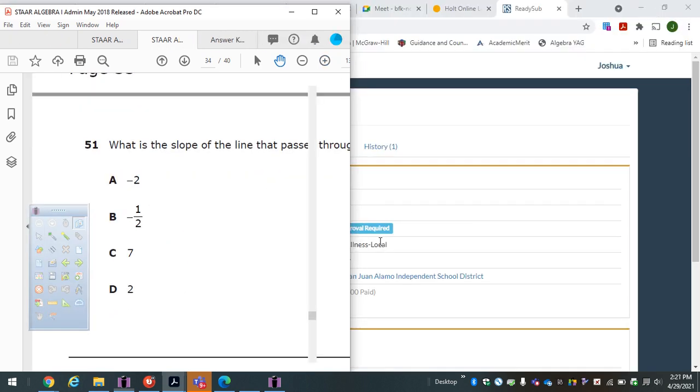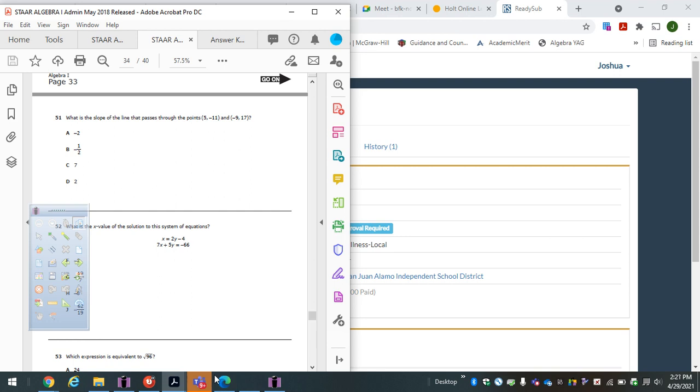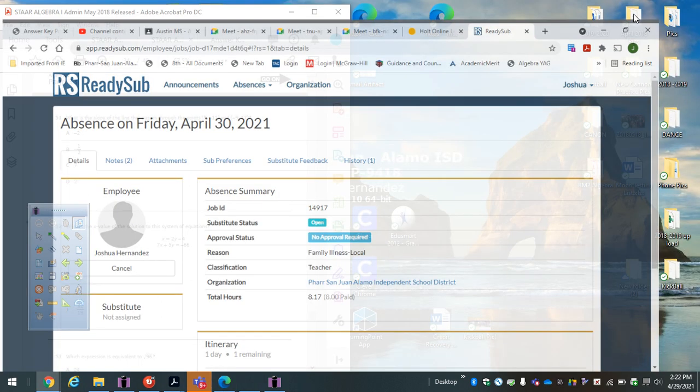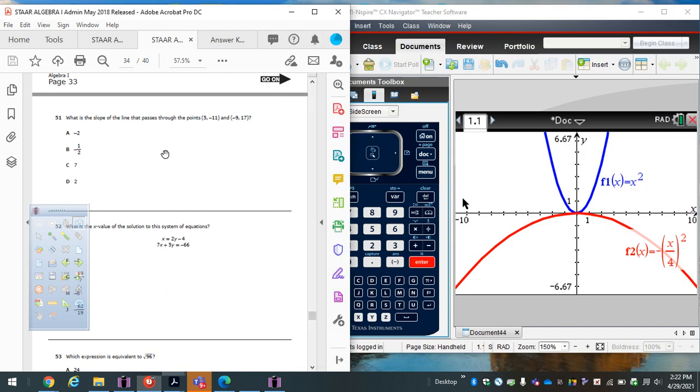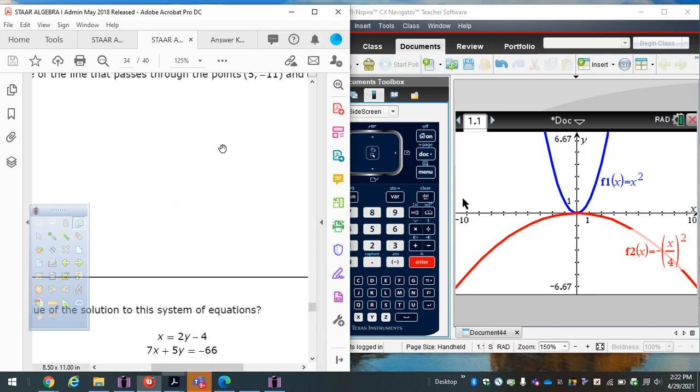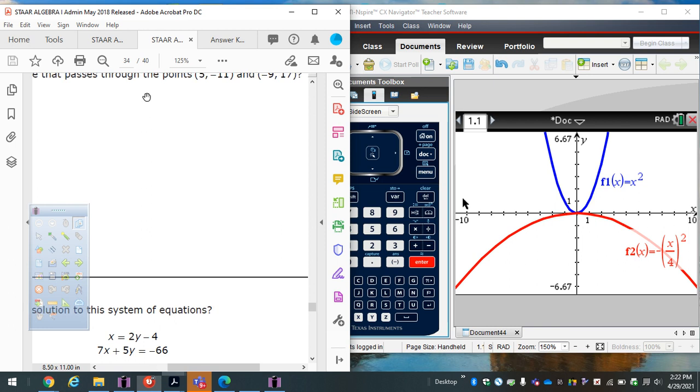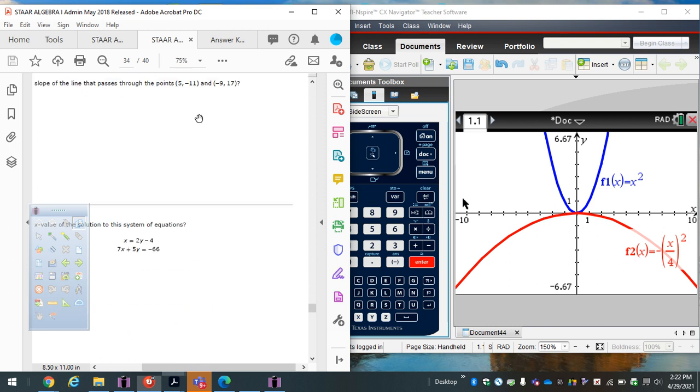So the line that passes through those 2 points, we'll do it really easy. I'm just going to come out here, open up the calculator. Let me zoom in here. Look how I do it, guys. It's finding the slope of that line.